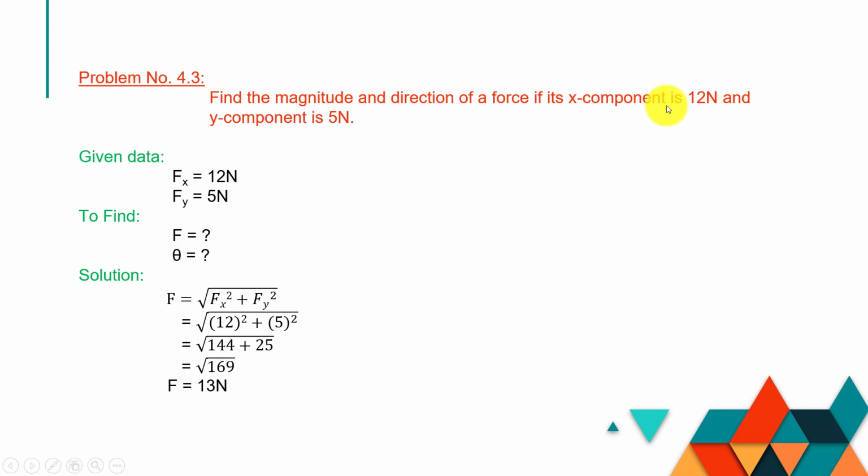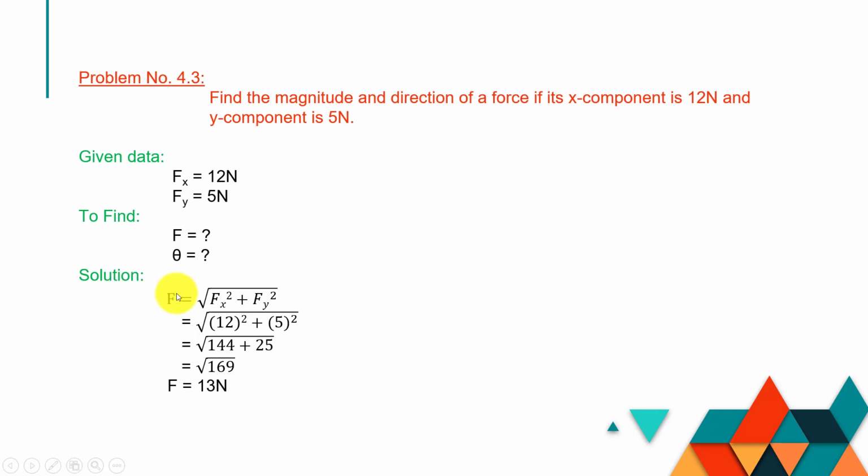As we are given the x component of the force is 12 Newton, so we will write it as Fx, which is equal to 12 Newton. Secondly, we are given the y component of the force is 5 Newton, so we will write it as Fy, which is equal to 5 Newton. And we have to find out the magnitude of the force and the direction of the force.